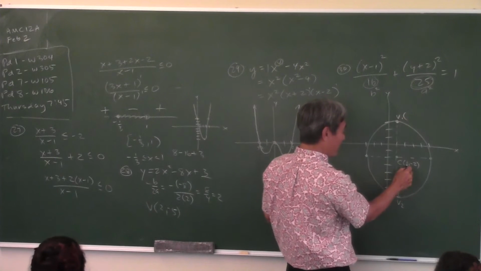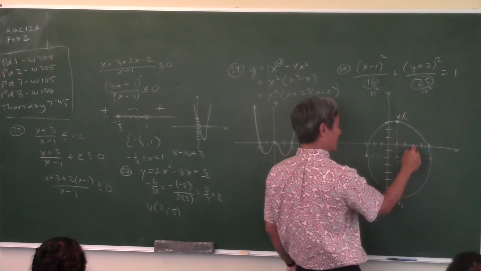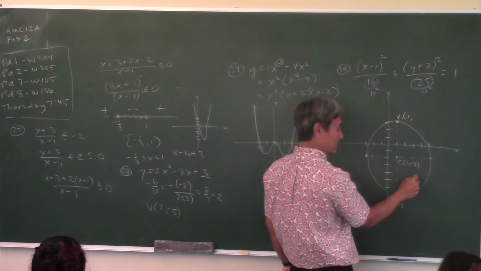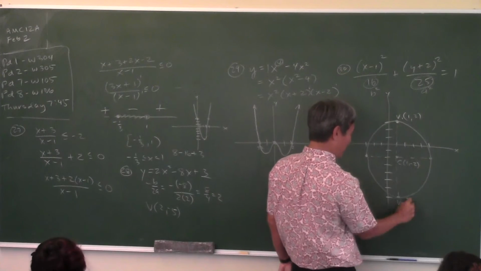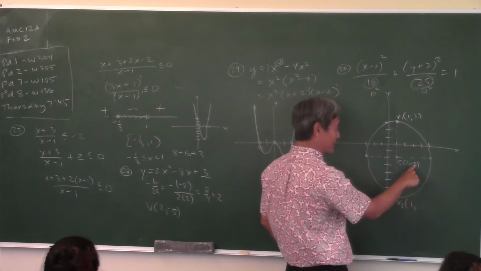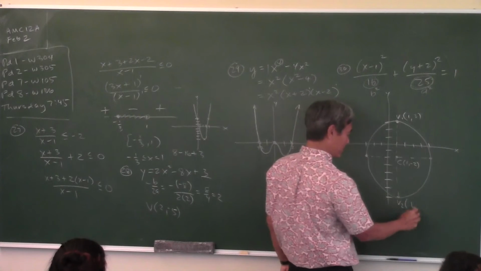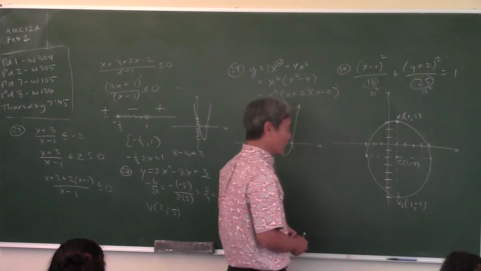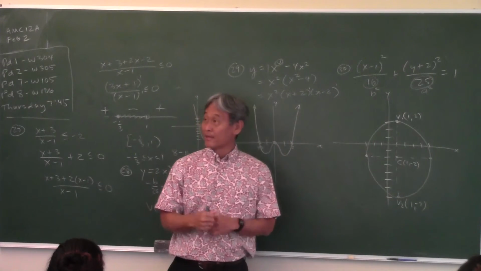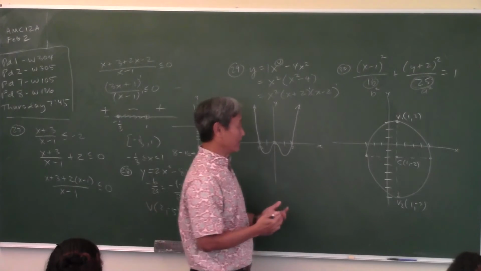So from this point, if I go 5 up, where am I going to be? 1 comma 3. And then what about here? 1 comma... if you're at -2 and you go 5 down, where are you going to be? -7. Those are the vertices, and then the foci.